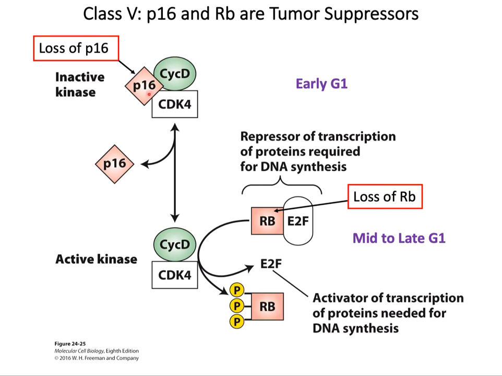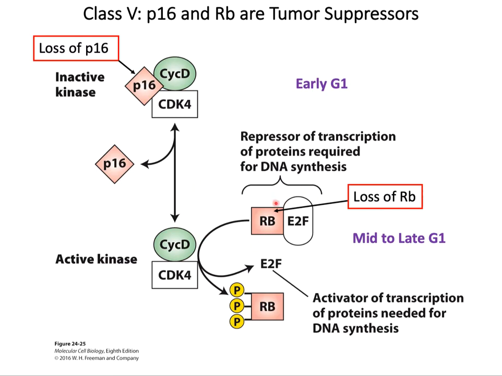So P16 is a tumor suppressor gene, and the retinoblastoma is a tumor suppressor gene as well. And this could be very intuitive to you. For example, you can imagine that if you lose the function of P16, then you can never inhibit the activity of the cyclin CDK4, and they will just drive the cell cycle faster, and that will contribute to the formation of a tumor cell.